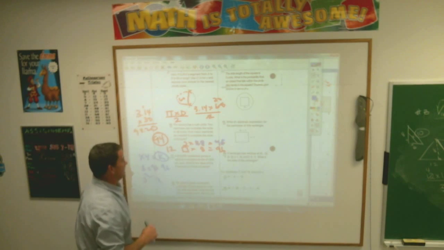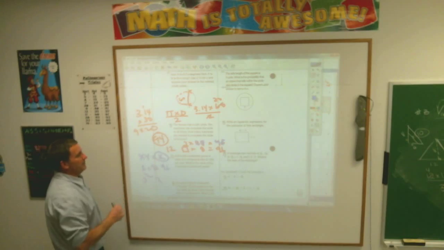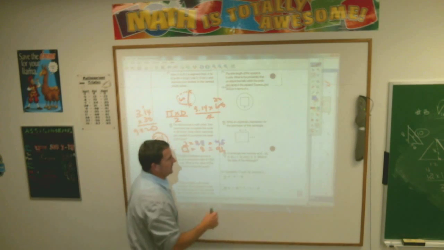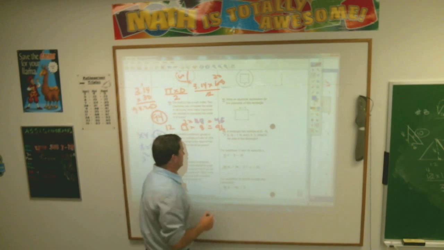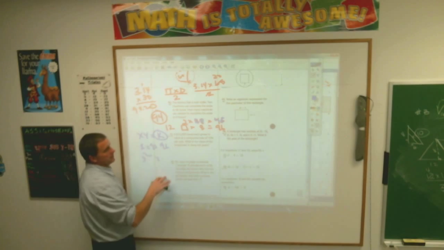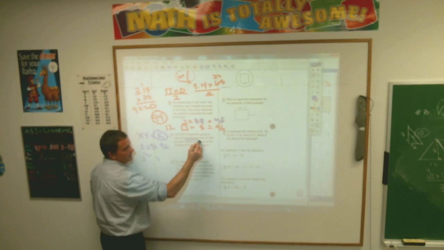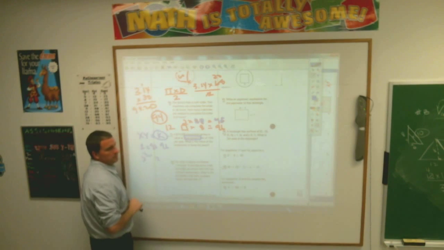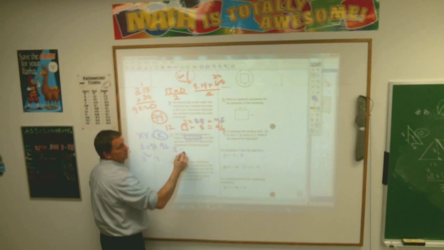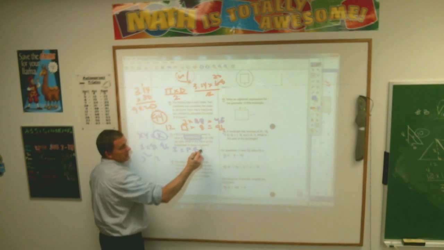Problem number 11, an investment grows in value at a compound rate of 10% per year. What is it after 3 years? Okay, this one's kind of a tougher one. We do a whole lot with this, but know this. This is the key word there. It is a compound. It's not a simple. If it was simple, interest equals principal times rate times time.